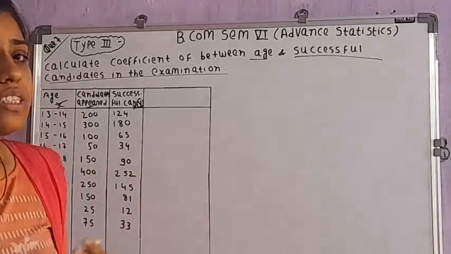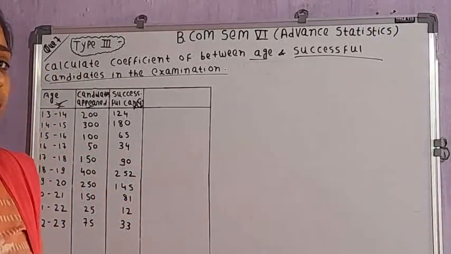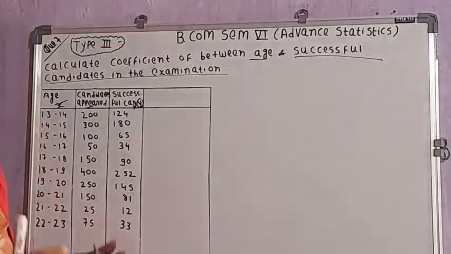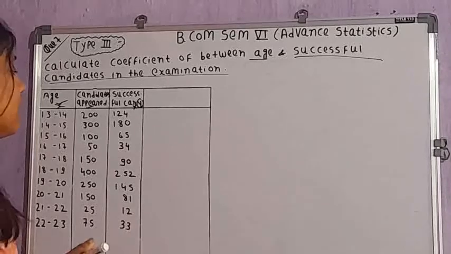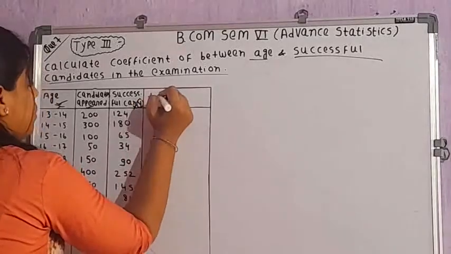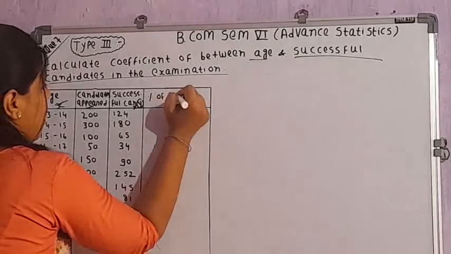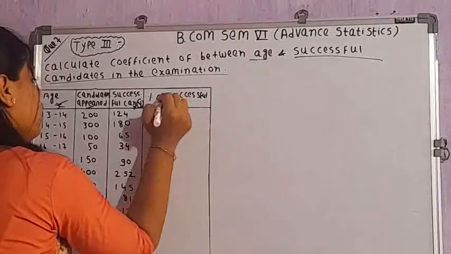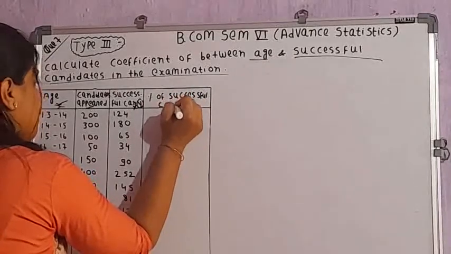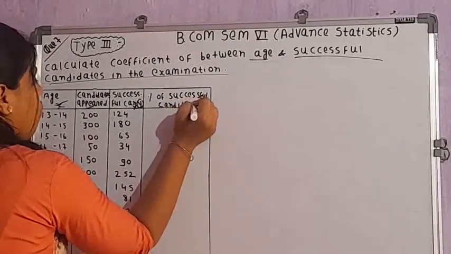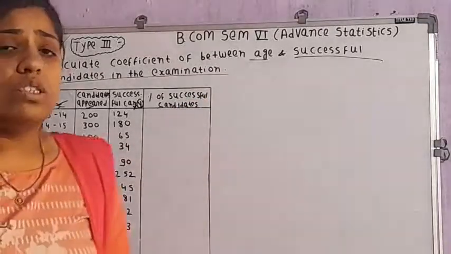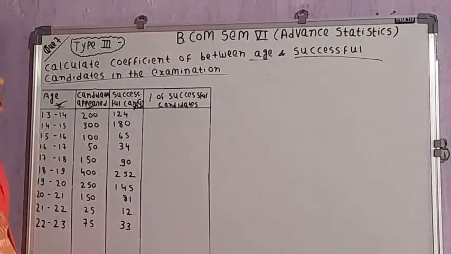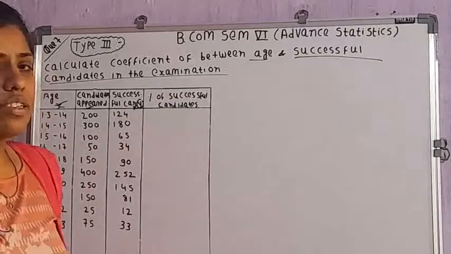So for calculating successful candidates in the examination, we need to have a particular base. So what's going to be the particular base? We have to calculate the percentage of successful candidates. Percentage of successful candidates. Okay. And whenever we are talking about calculation of percentage, 100 is the basis. So now we are going to get the particular base of 100 when we calculate the percentage of successful candidates.